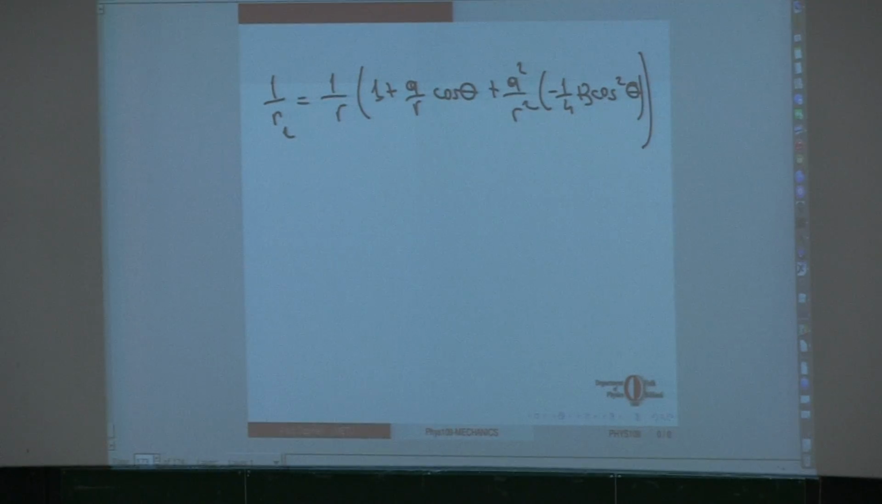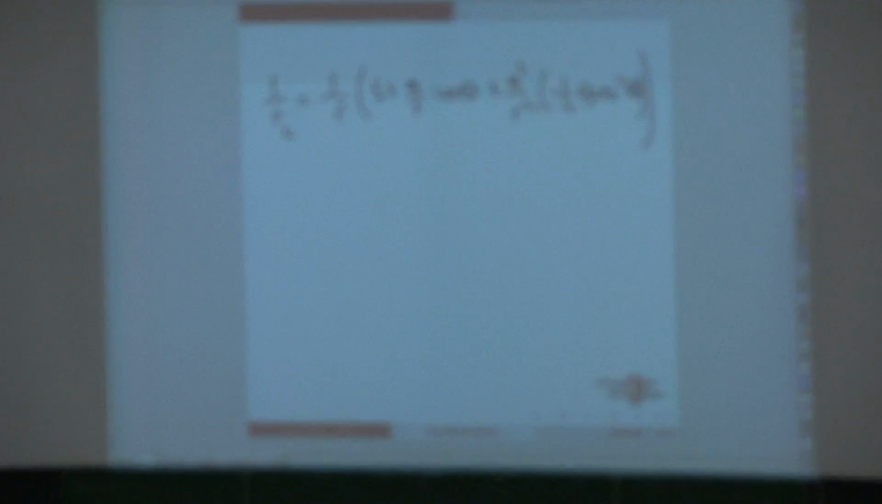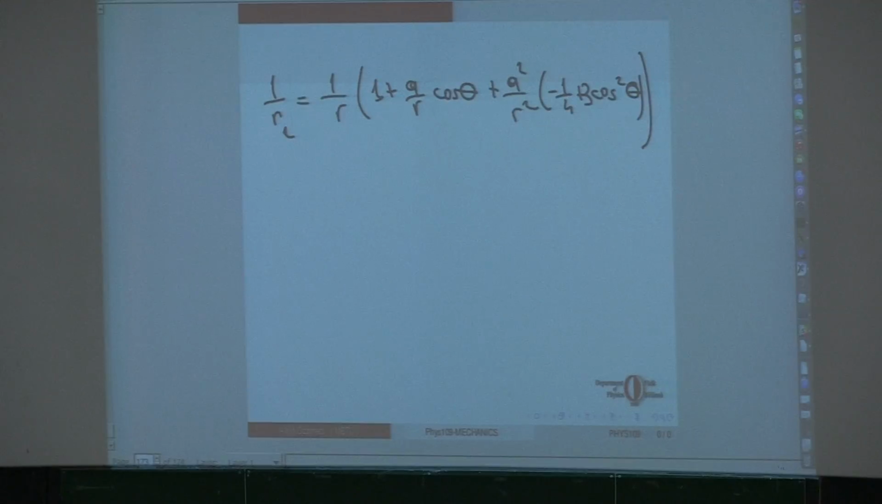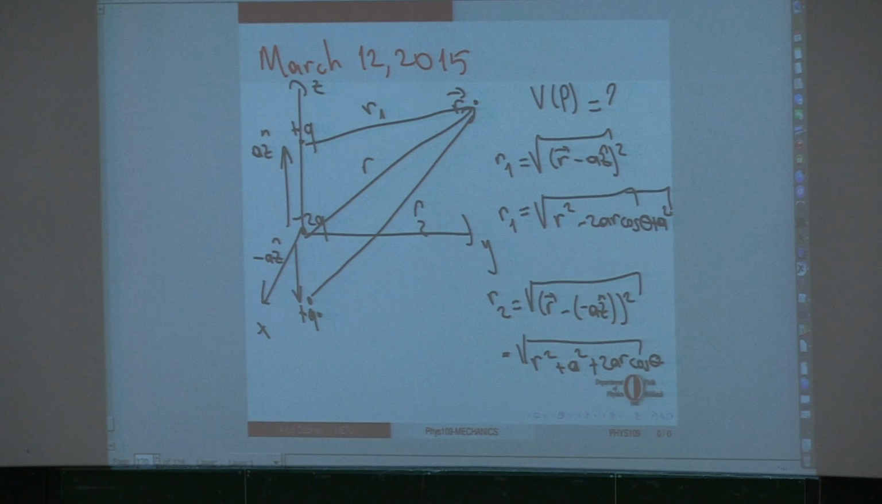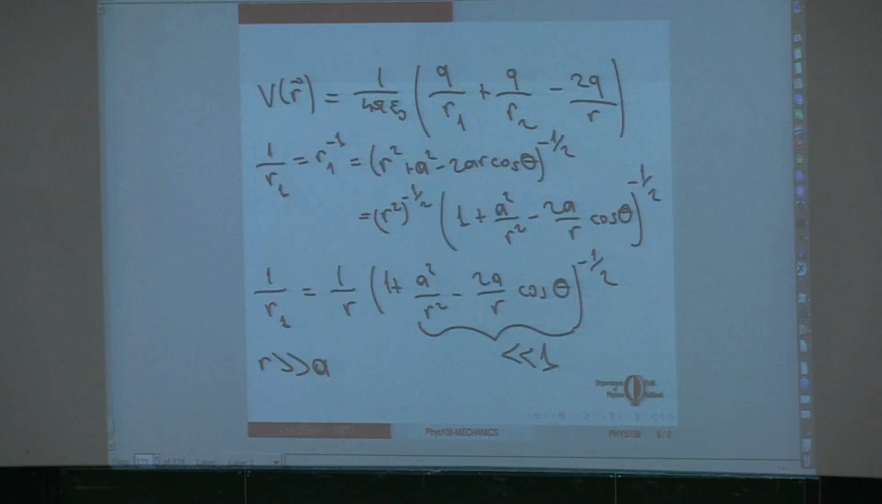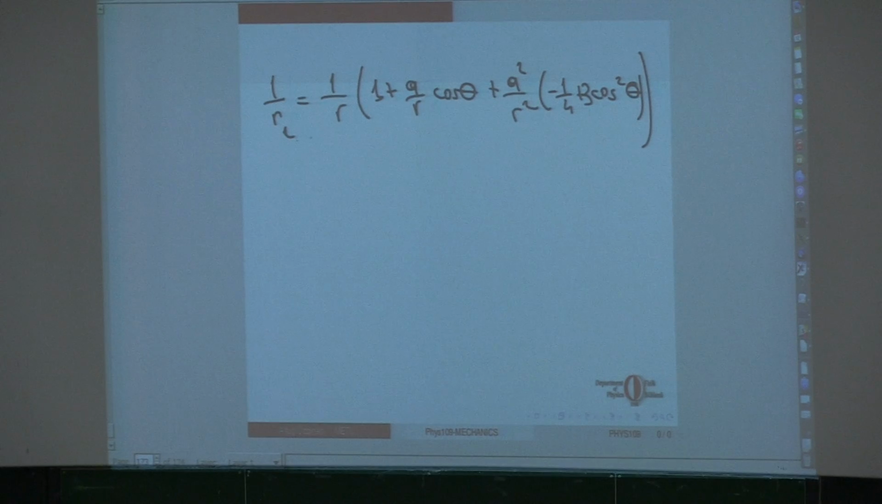So this is an approximate value of 1 over r1 at the point that I'm looking at trying to calculate my potential. Now, I need to do the same thing for 1 over r2, but if you compare the expressions for r1 and r2, the only difference is that a is replaced by minus a. So I don't have to go over all this calculation. I already have my results for r1.